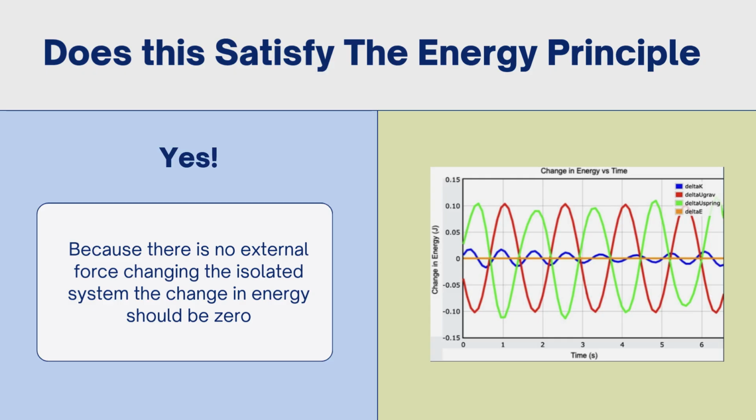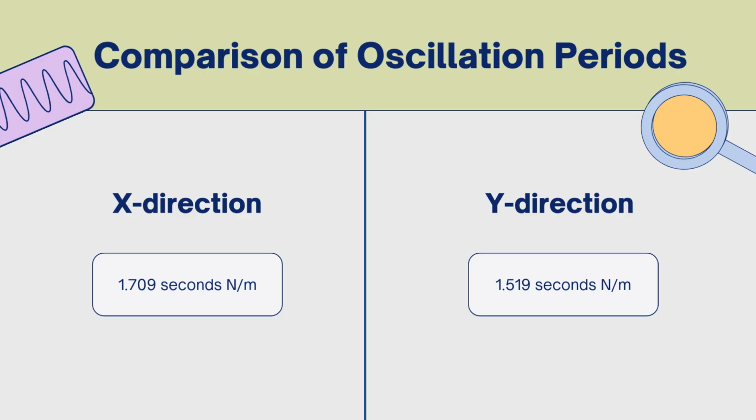So, does this satisfy the energy principle? Yes, it does. And this is because there's no external force changing the isolated system, and the change in energy should be zero. As you can see here on the right, this is the change in energy versus time result that I got. And when comparing the oscillation periods, in the x direction it was 1.709 seconds, and then the y direction was 1.519 seconds. So clearly the y direction is faster.